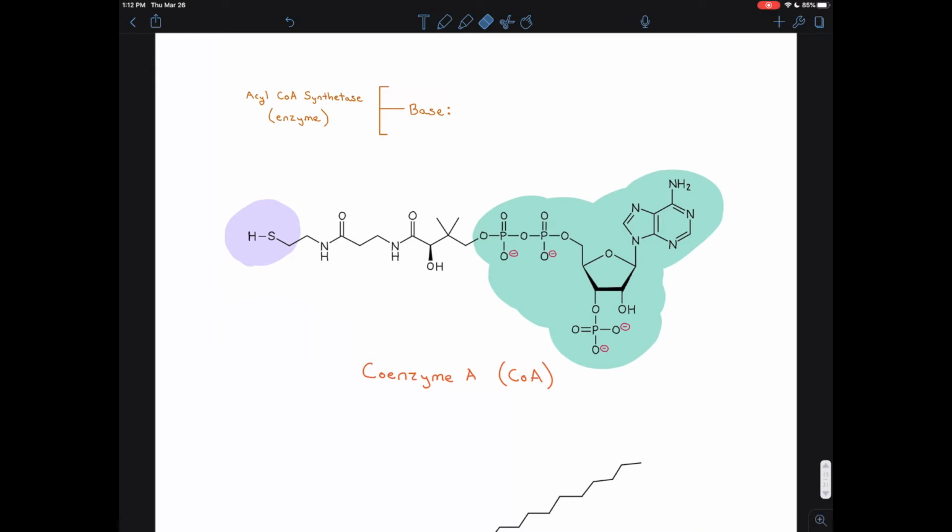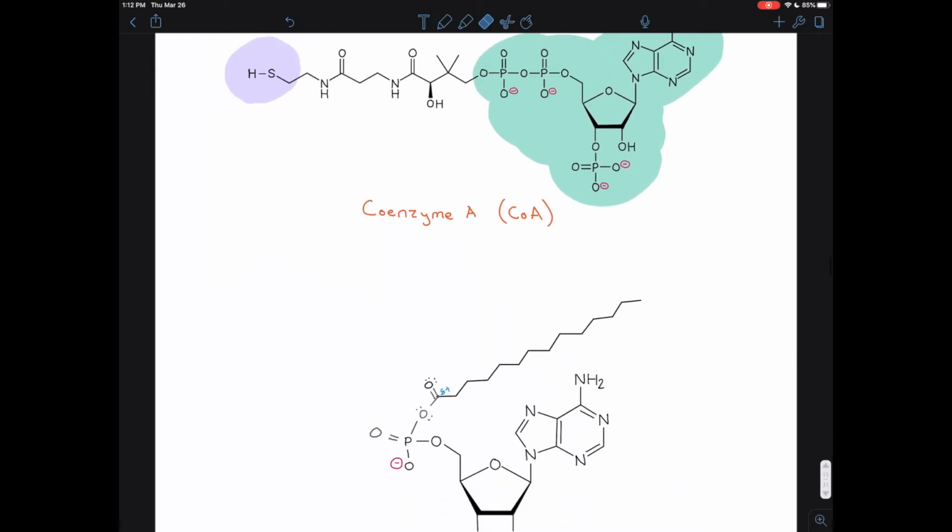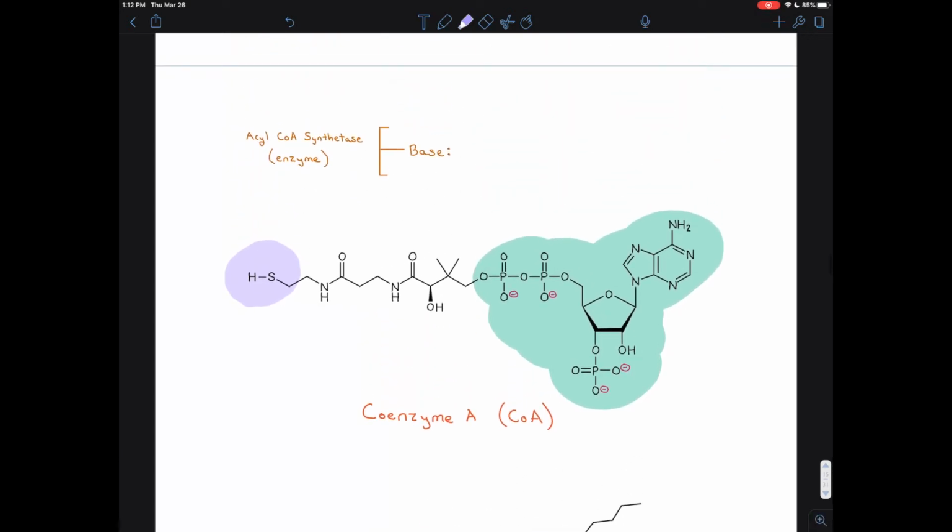Okay. So sulfur is going to be our nucleophile in this next nucleophilic acyl substitution reaction. That's going to happen on this carbon here. But first, we're going to make it an even stronger nucleophile. Although it is a strong nucleophile already, we're going to make an even stronger one. We're going to use this enzyme, acyl-CoA synthetase.